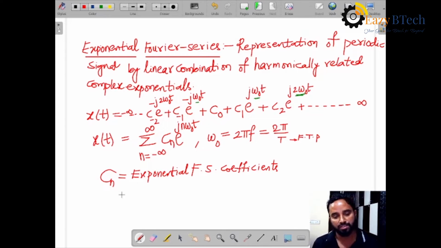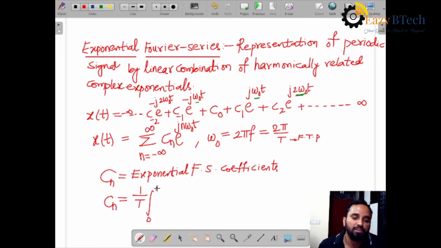When you are doing exponential Fourier series, what are we going to do? We are going to determine the coefficients Cn. And we have a formula to find them: Cn equals 1 by T, integral from 0 to T, of x of t into e to the power minus j n omega naught t dt. This is the mathematical formula to calculate the coefficients of the exponential Fourier series.